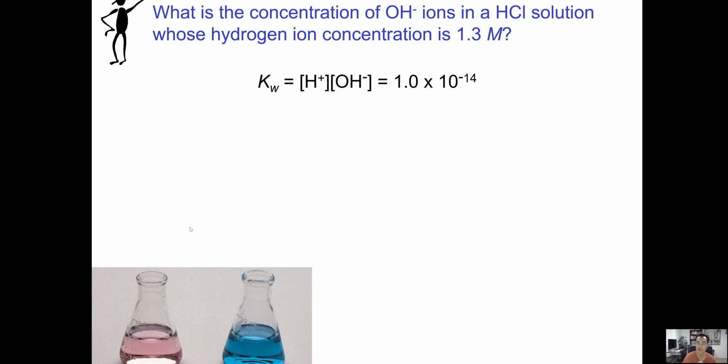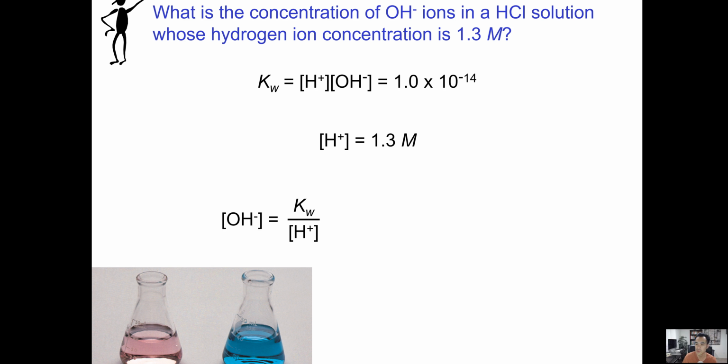So on a KW, you're always going to have this as a total value for anything, regardless of what the solution is. It does not have to be just water. So in this specific case, you're going to get something like hydrochloric acid, and you want to figure out how much of the OH minus is in there. So if you know it's a 1.3 molar of HCl, which is a very strong acid, what you're going to do is that you're going to use the 1.0 times 10 to the negative 14, and then you're going to put in whatever you know. In this case, your H plus, so 1.3 molar.